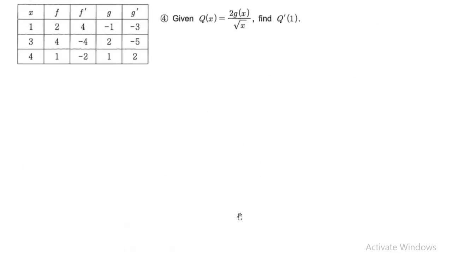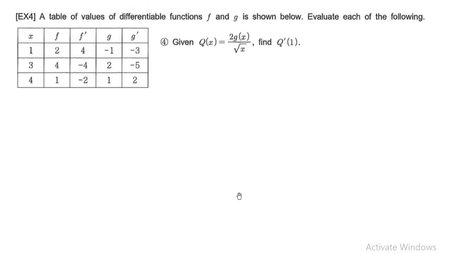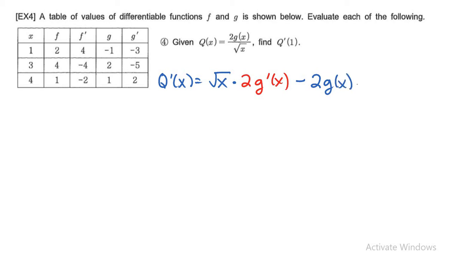Question number 4. Alright, so we're slowly getting there to the end. Okay, so let's go ahead and take the derivative of this expression here. So q prime of x. Alright, so I need to write out my denominator times the derivative of the numerator, which is 2 times g prime of x, minus the numerator, which is 2 times g of x, times the derivative of root x.